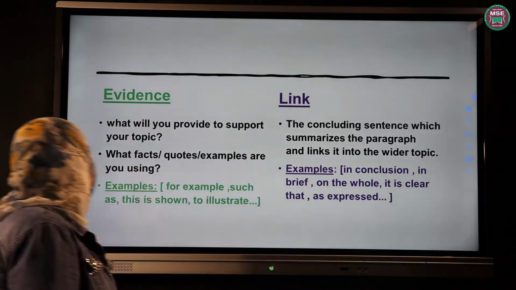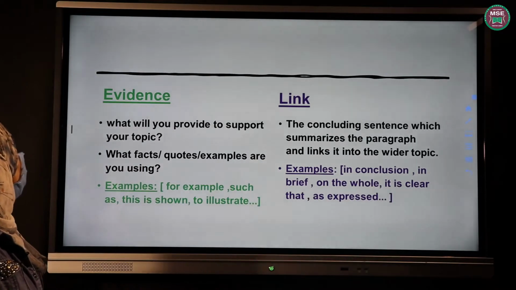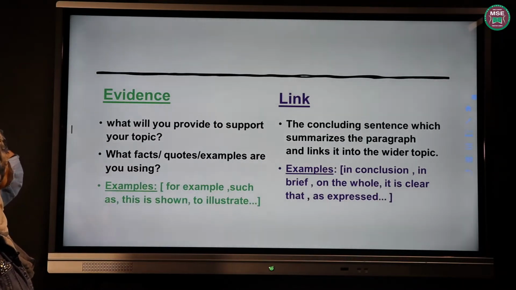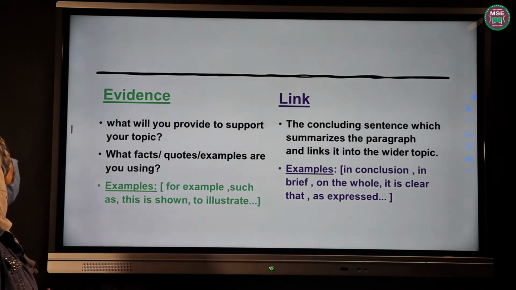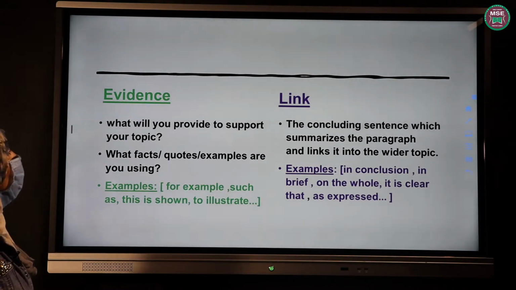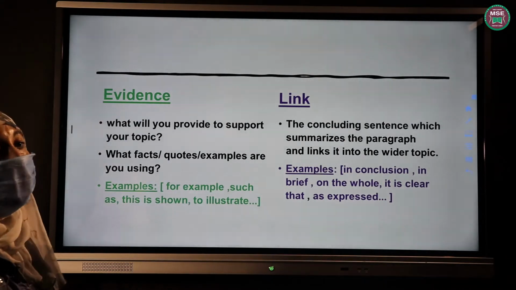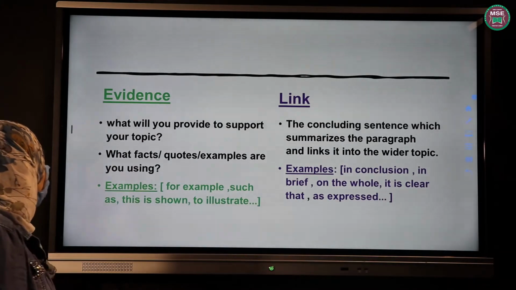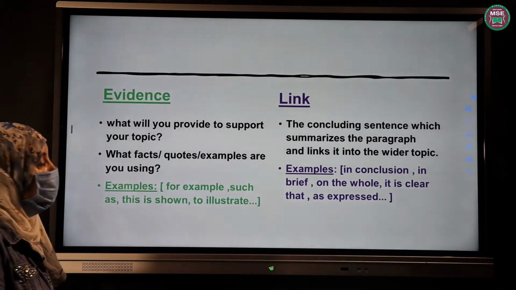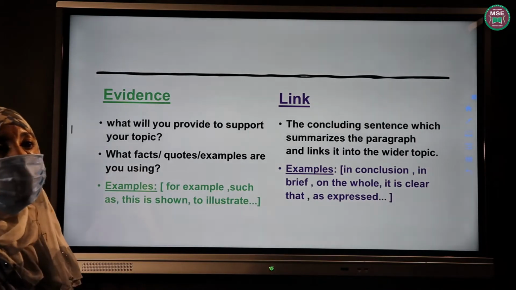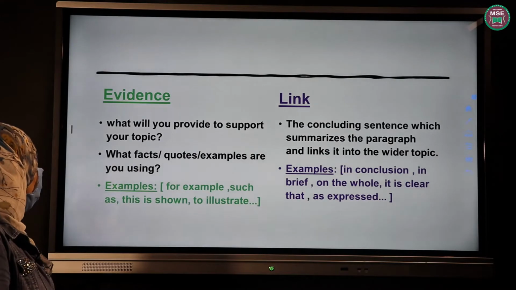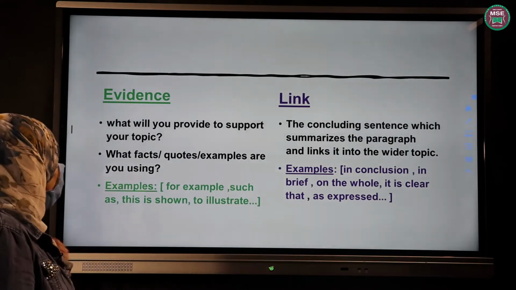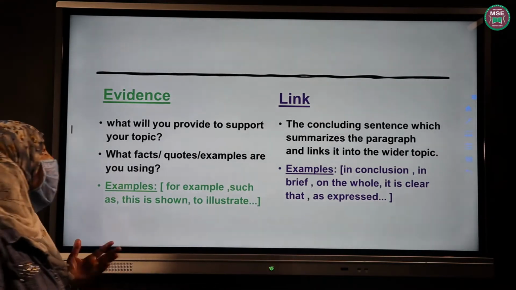I have again the last or the third E. We said we have PEEL: P, E, E, L. This is E number 2, evidence. What will you provide to support your topic? What are you going to give? What are you going to mention? What facts or quotes or examples are you going to use to support your paragraph? Again, I will need some words to help me, like for example, such as, this is shown to illustrate.